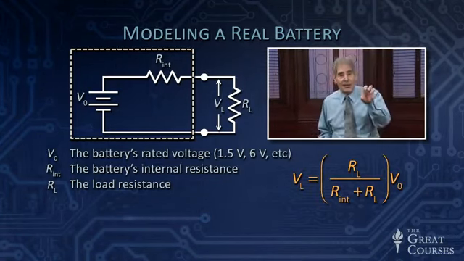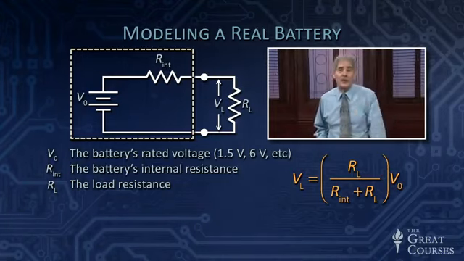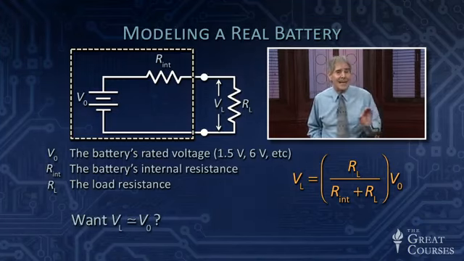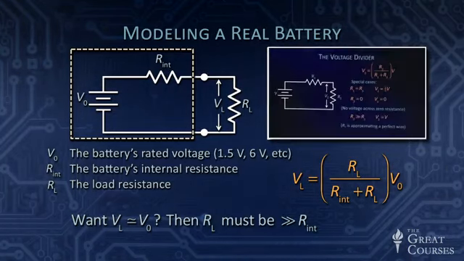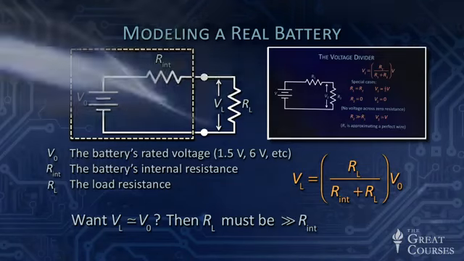V load is that fraction, R load, that second resistor, I called it R2 before, over the sum of the resistances times V naught. And if you want V load to be approximately equal to the rated voltage of the battery, then as we saw when we derived that voltage divider equation, that second resistor, R2, or R load in this case, has got to be much bigger than the internal resistance. And let me give you a quick demonstration of that.